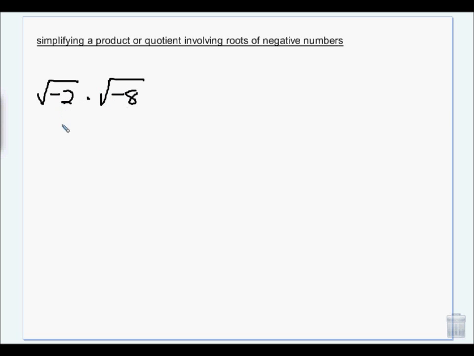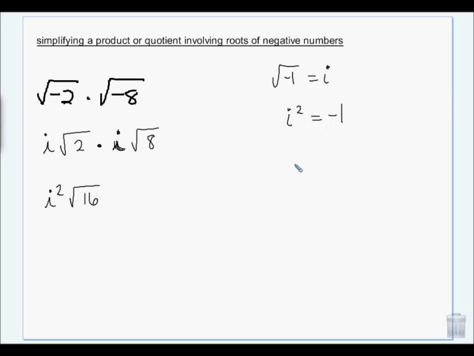So, before you multiply, if you have a negative under the square root, the first thing you do is take out your i. So then I have i root 2 times i root 8. Then I multiply them together and I get i squared times the square root of 16. The square root of negative 1 is i, and i squared is negative 1. Does that make sense?